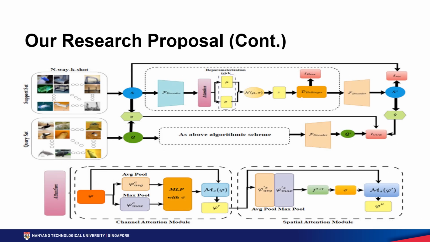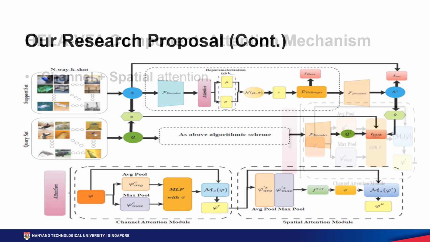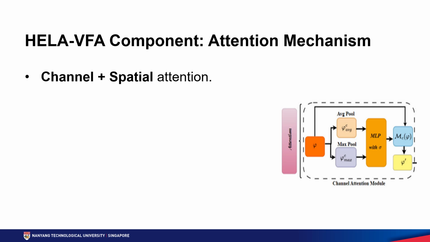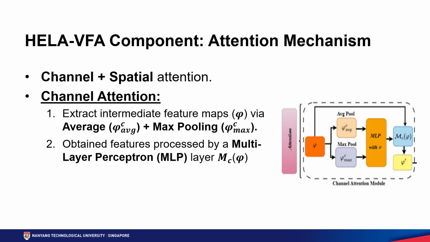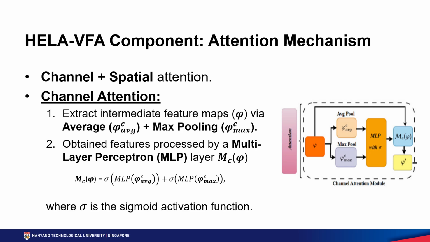Here, we illustrate the algorithmic pipeline of our proposed model, and we will start by focusing on the attention mechanism component, which comprises both channel and spatial attention modules. For the channel attention, we extracted the intermediate feature maps via both average and max pooling. The obtained features are then processed by a multi-layer perceptron layer with the mathematical operation defined as shown. We note that the sigma here represents the sigmoid activation function.